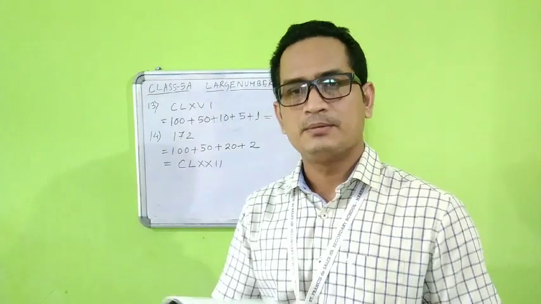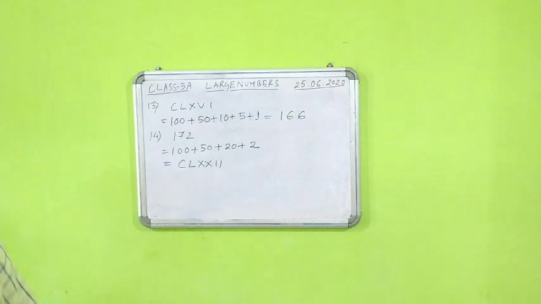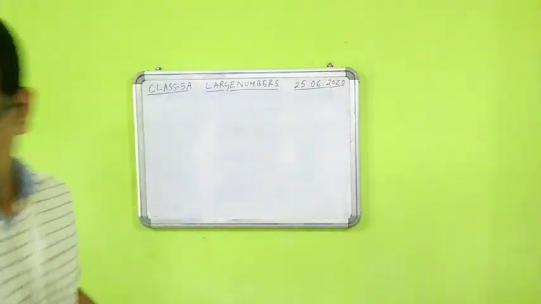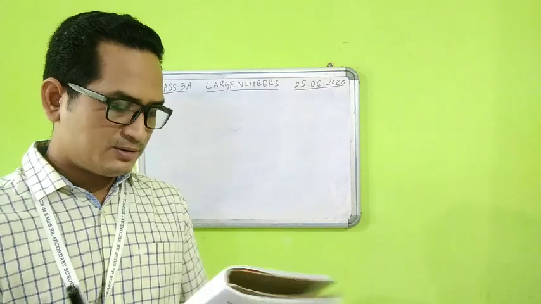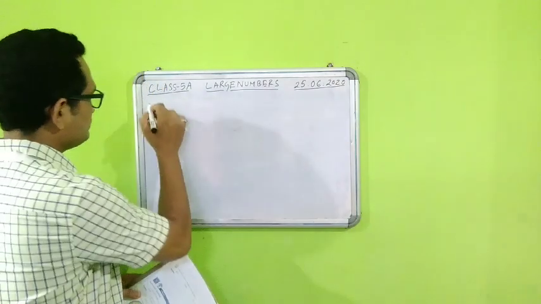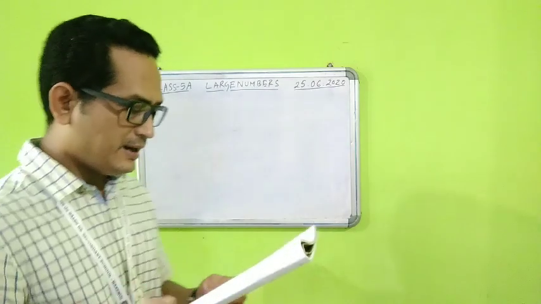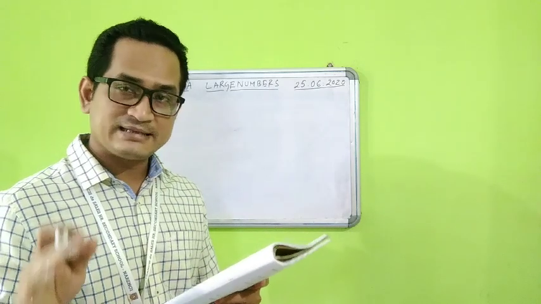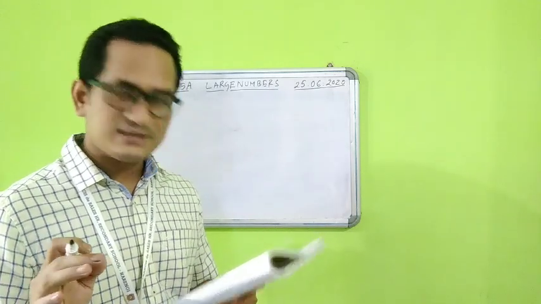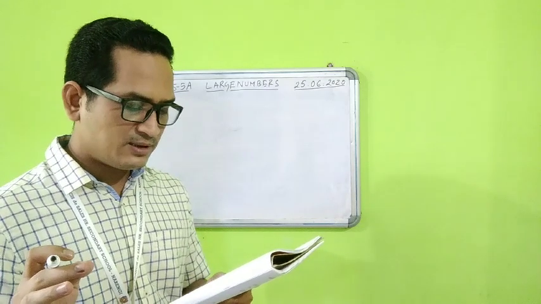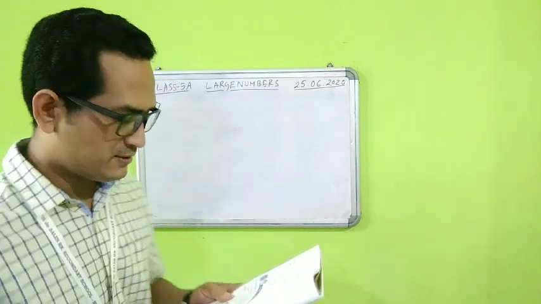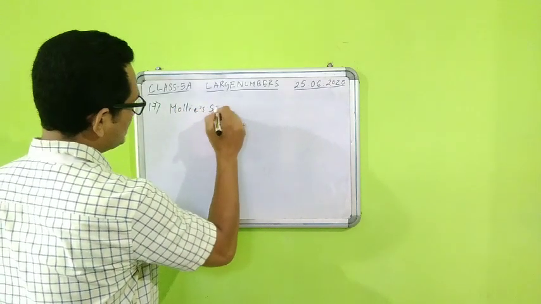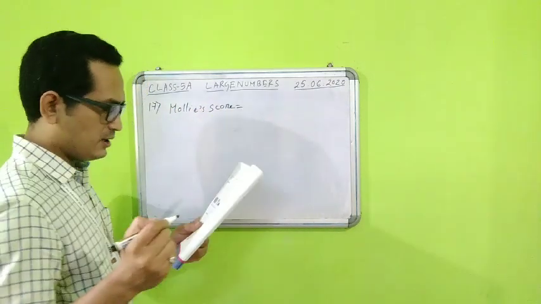So let us go for the I Apply part. Page number 38, I Apply. Let us go ahead to that question. Now question number 17. It is said that in a car race, Molly scores LXXVI points and Shahid scores XXXV points. Who wins the race? Now students, let us first write down the points in Hindu Arabic numerals. So what is Molly's score?